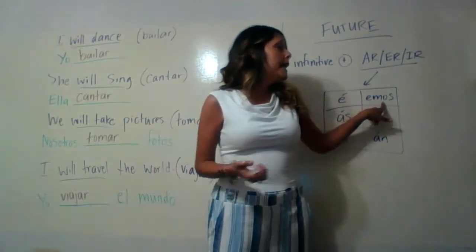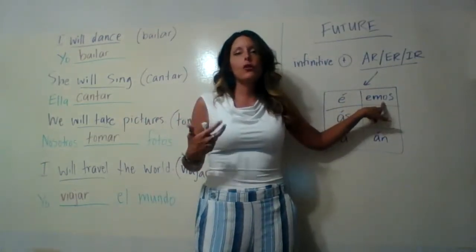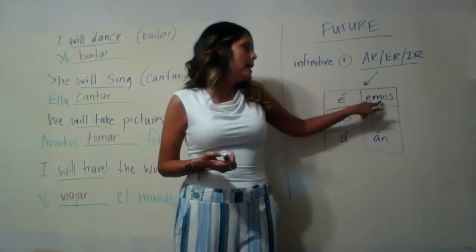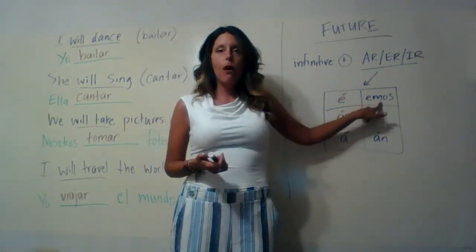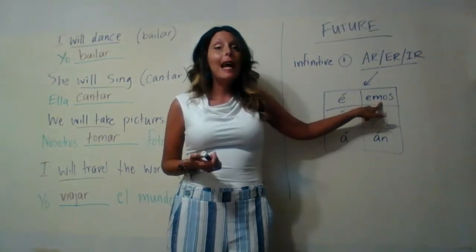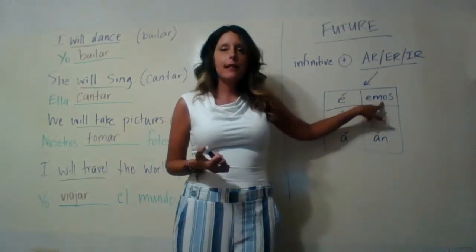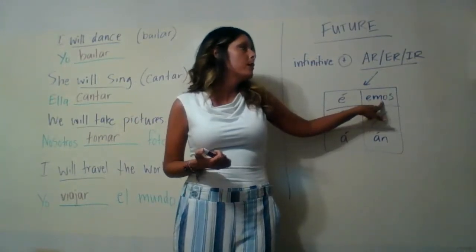If we, nosotros or nosotras, are the subject, we're going to take the infinitive form of the verb and attach this, E-M-O-S, pronounced emos. It is the only one of these conjugations that does not have an accent mark, so make sure that you're not putting one there.